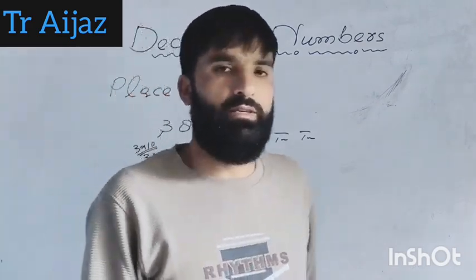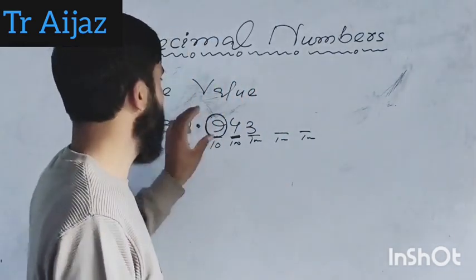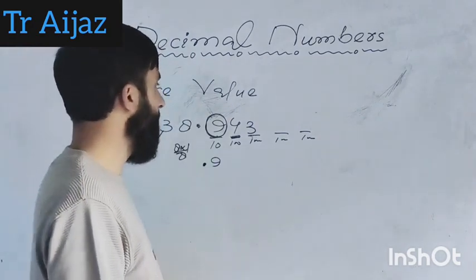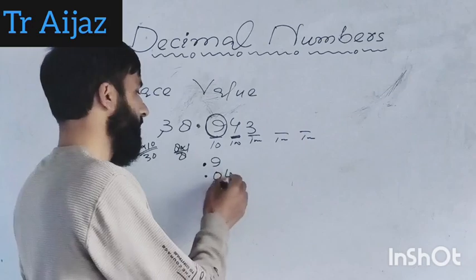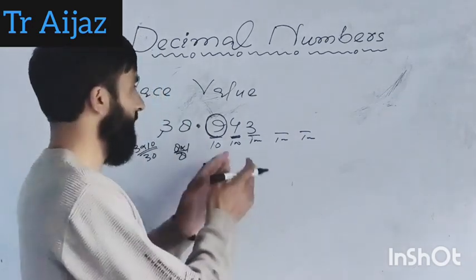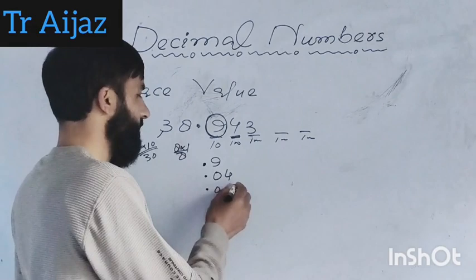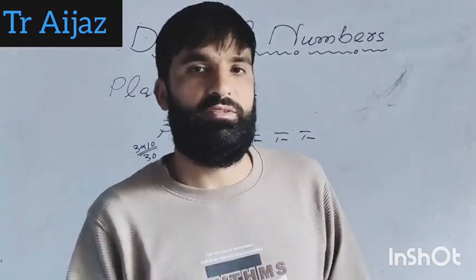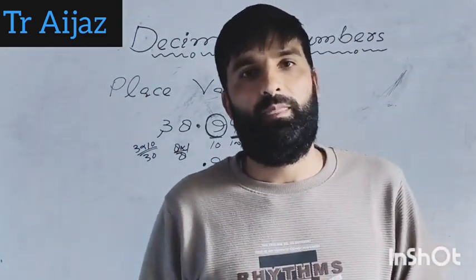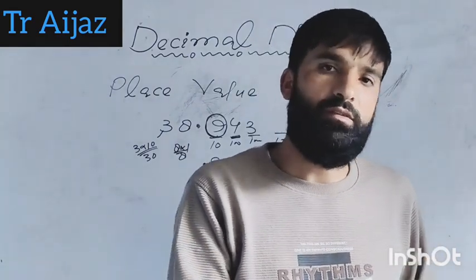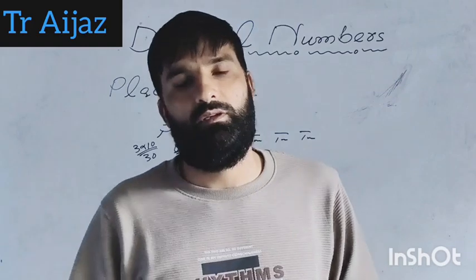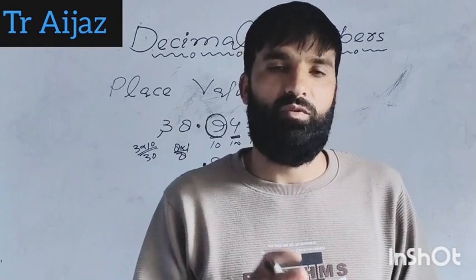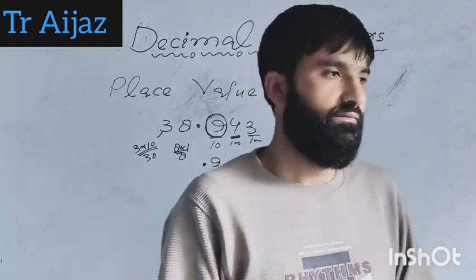This is the procedure of finding place values. So the place value of this 9 is 0.9 because it's divided by 10. Place value of this 4 is 0.04 because it's divided by 100. And the place value of this 3 is 0.003 because it is divided by 1000. Its place is the 1000th place. Here you can see the place value of these digits. And remember that the fractional part of any decimal number is always lesser than 1.